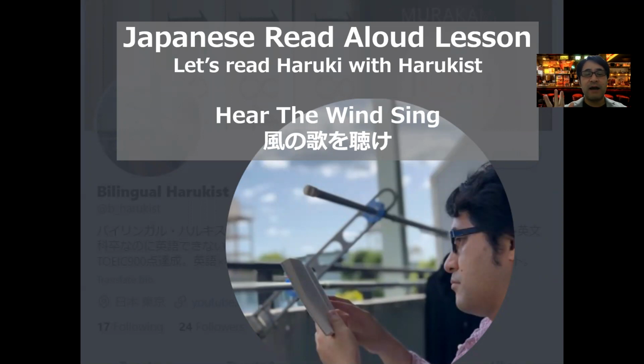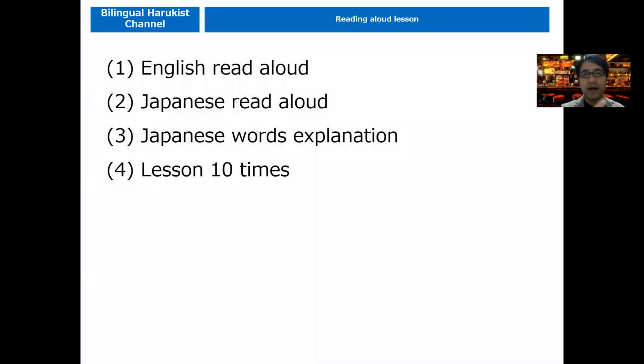As a bilingual Harukist, I'd like to have this kind of reading aloud lesson. So let's get started. This lesson consists of 4 parts. At first, I will read the English part, the very first paragraph of the text. After that, I will read the same part in Japanese. After that, I will give a short explanation about the Japanese words used in this text. And fourth, the main part, the lesson: I will read the same Japanese part 10 times repeatedly, and please read aloud with me. 10 times is not enough, of course, but it's a minimum. If you want to practice more with this video, please practice as much as you can.